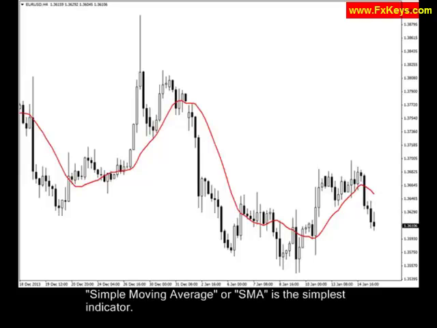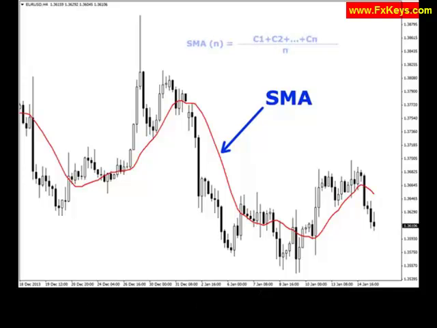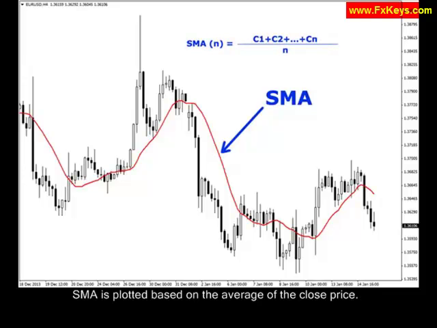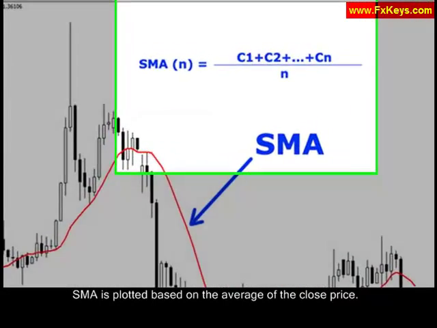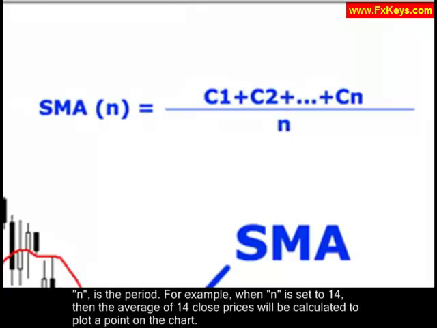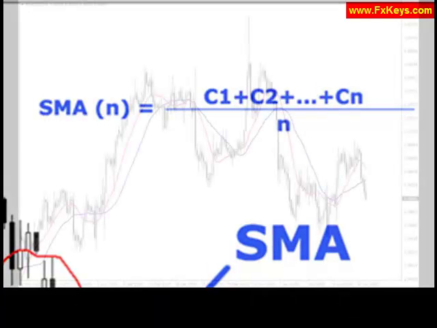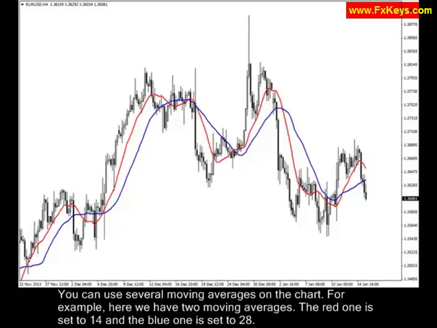Simple moving average, or SMA, is the simplest indicator. SMA is plotted based on the average of the close price. N is the period. For example, when N is set to 14, then the average of 14 close prices will be calculated to plot a point on the chart. You can use several moving averages on the chart. For example, here we have two moving averages. The red one is set to 14, and the blue one is set to 28.